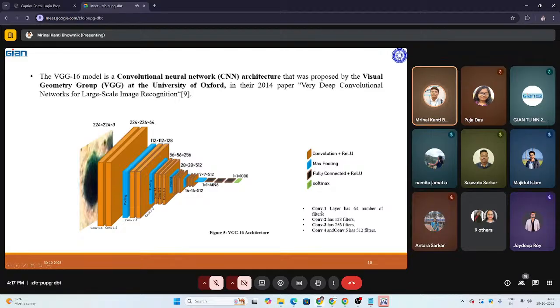Convolution 1 has 64 filters. I have considered convolution 1 and convolution 2 together as a single block. Convolution 2 has 128 filters, convolution 3 has 256 filters, and convolutions 4 and 5 have 512 filters. So this is the architecture.